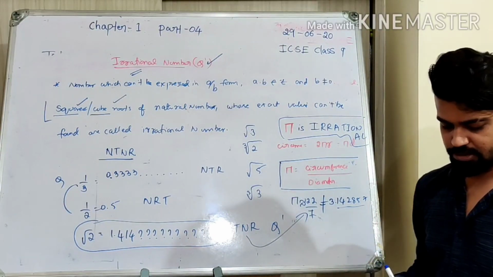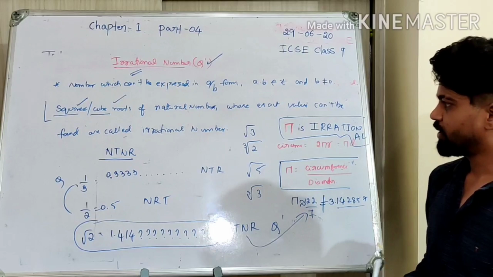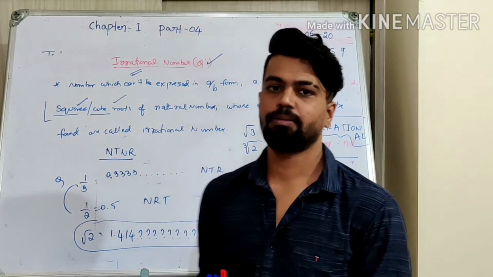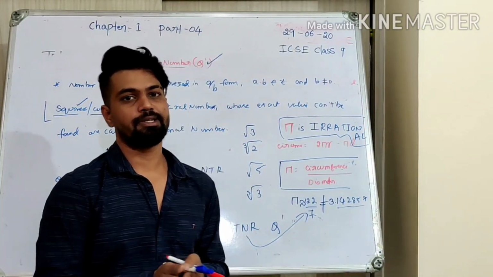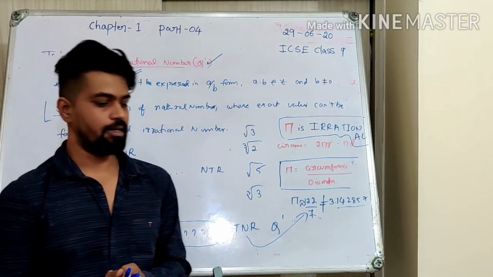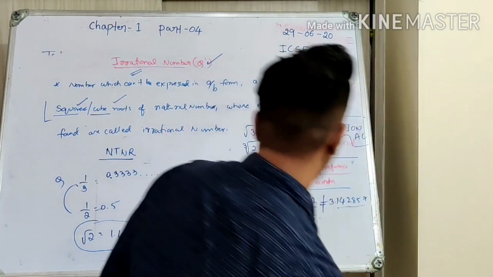Yes, that's all about the introduction to irrational numbers. Now, what is left out? Can you remember? The left out part is the representation of rational and irrational numbers on the number line. So let's see that.